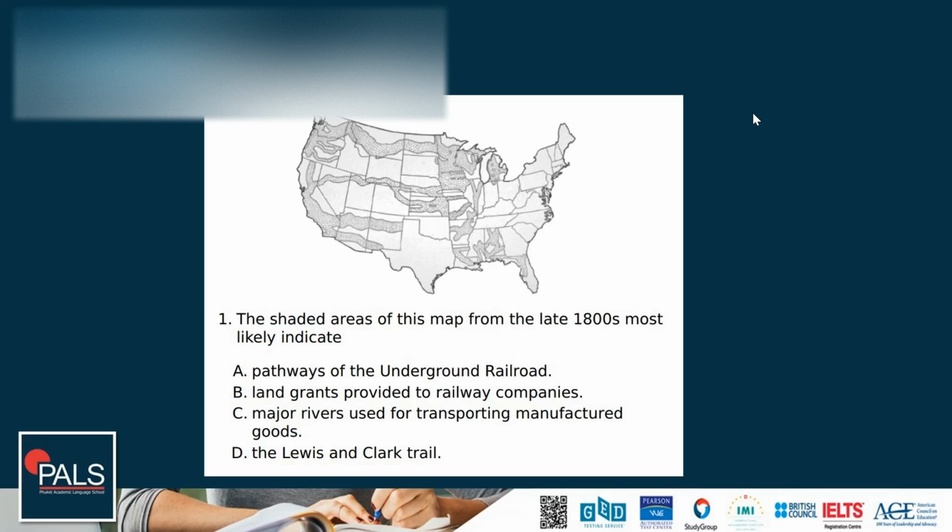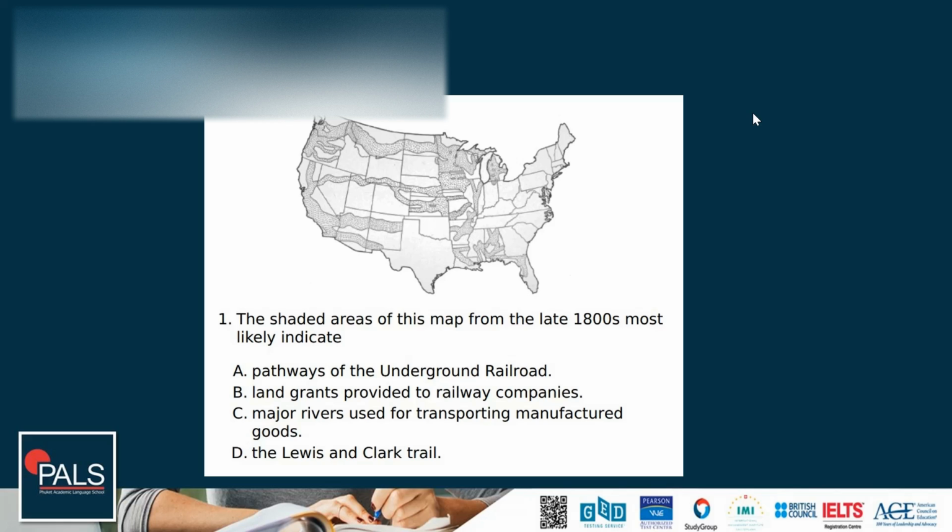The Lewis and Clark Trail was a single trail that went from about the center of the western United States to the northwest. There are many shaded areas that are outside of the area of the Lewis and Clark Trail. That can be eliminated. C, major rivers used for transporting manufactured goods. The biggest river in the United States, the Mississippi, runs from north to south, and there is no clear indication of that river, so we can rule out the major rivers. Most of these run in the opposite direction of the biggest river in the U.S.